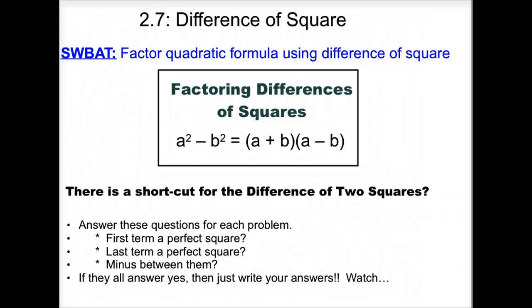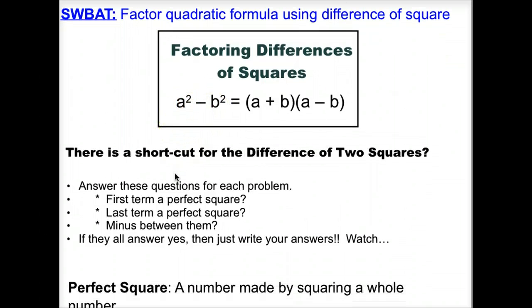This is our last lesson before you do the review to take your unit test. Students will be able to factor quadratics using the difference of squares. So factoring the difference of squares, this is our formula: a squared minus b squared equals, and when I factor this out, it'll be a plus b, a minus b. Whatever my a term is, whatever my b term is.